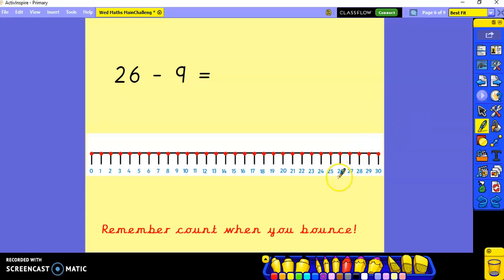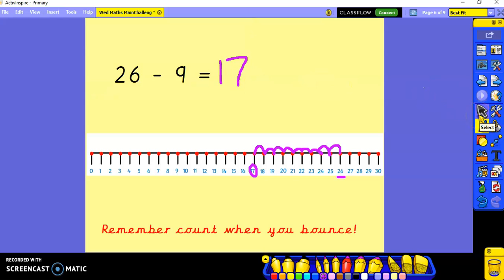Okay, now it's my turn. So I'm going to start on 26. And we do always have to start with this greater number in year 2 when we are taking away a number from it. So 26 take away 9. So 26 take away 1, 2, 3, 4, 5, 6, 7, 8, 9. And I have landed on the number 17 at the end. So that is my answer. 26 take away 9 equals 17.